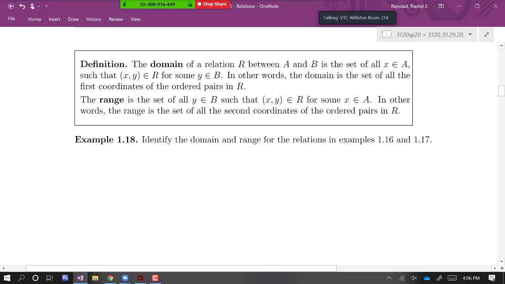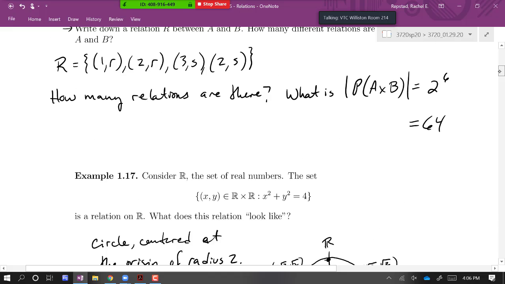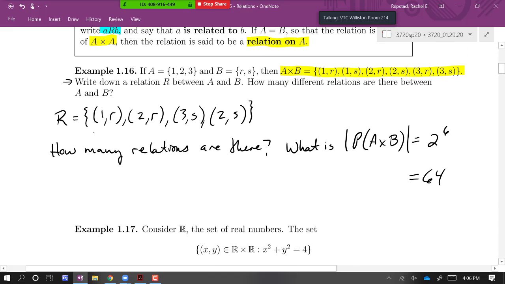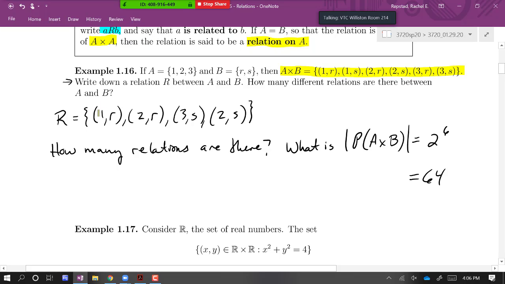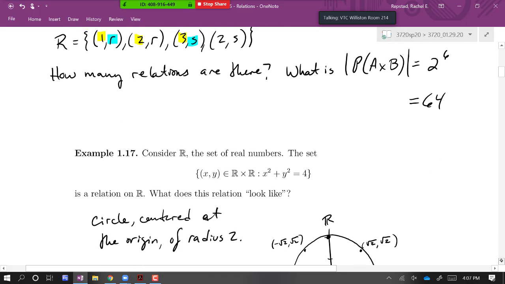So if we could identify the domain and range from the examples in the last two that we just did. Let's see. In example 116, the domain is just the set of all the first coordinates. So 1, 2, and 3. I guess we got everything in A. And in fact, we also got everything in B showing up as second coordinates. So the domain was all of A and the range was all of B.